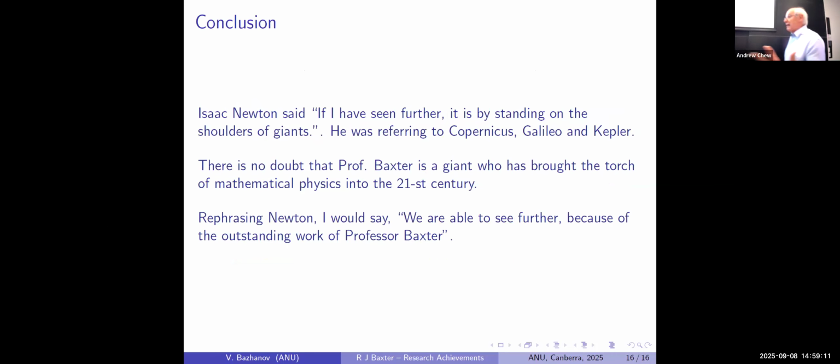As Isaac Newton said, if I have seen further, it is by standing on the shoulders of giants. He was referring to Copernicus, Galileo, and Kepler. There is no doubt that Professor Baxter is a giant who brought the torch of mathematical physics into the 21st century. Rephrasing Newton, I would say, we are able to see further because of the outstanding work of Professor Baxter. Thank you.